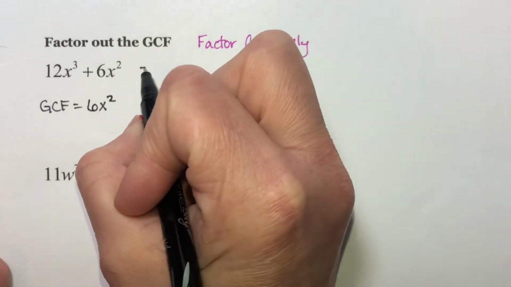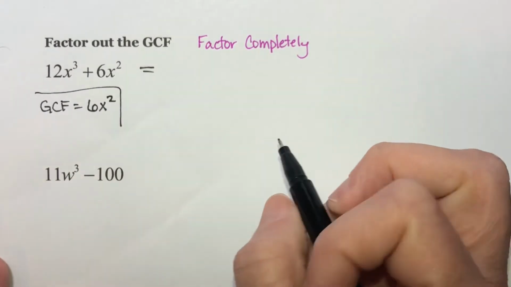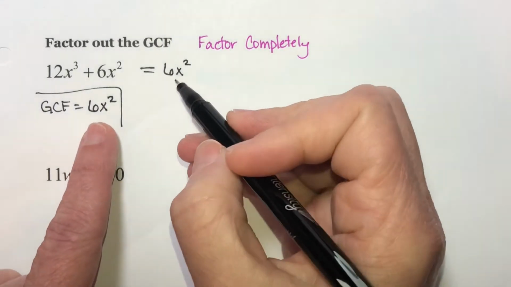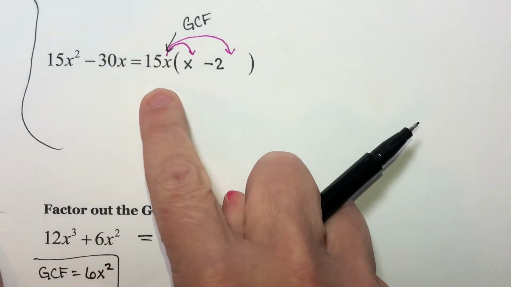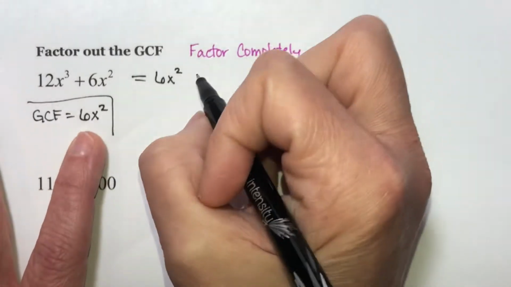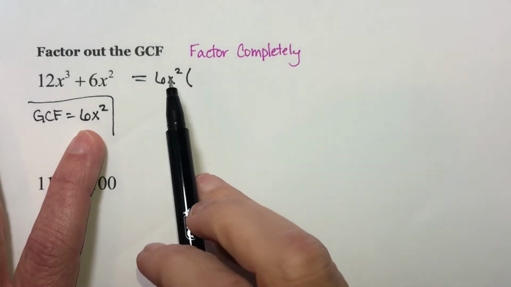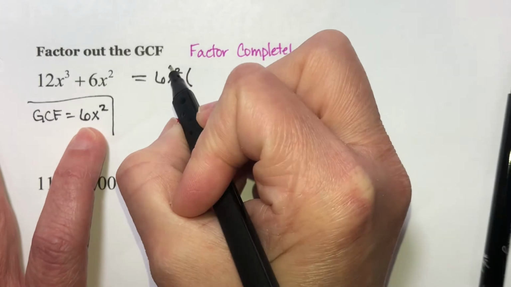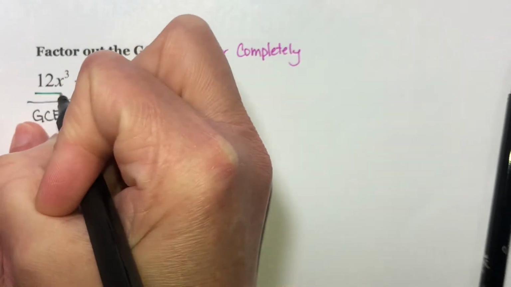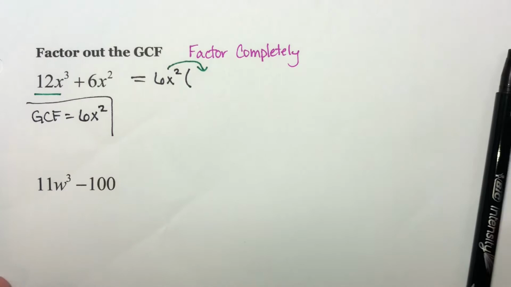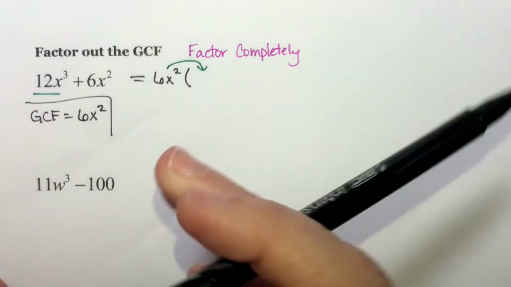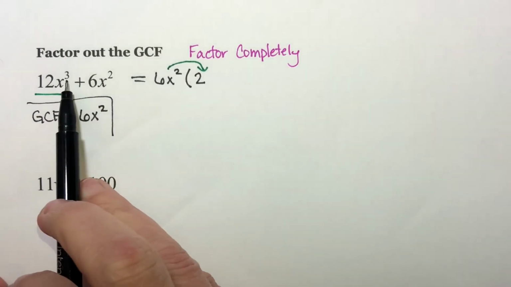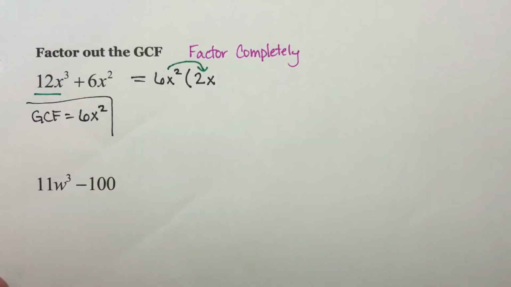Now to factor this, I'm going to write the 6x squared on the outside because that's where my GCF goes, just like right up here when they did part of it for us. And then I'm going to open parentheses. Remember, this is a distribution. What do I have to multiply 6x squared by to get 12x cubed? Well, I need a 2 to get the 12. Here I have x squared, I need x cubed, so I need one more x.